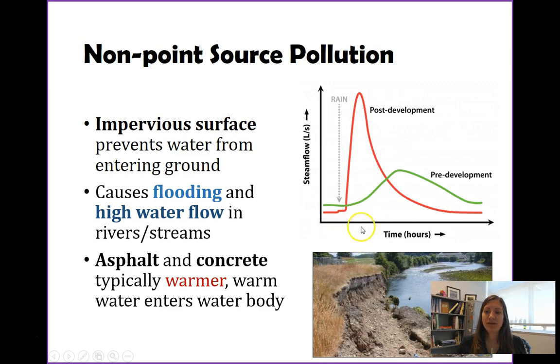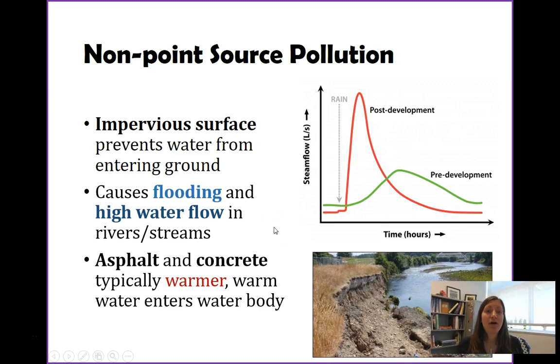This graph is showing time and stream flow. So how fast is the stream going? In green is if there's grass everywhere. And you see the stream gets higher during a rain event. That should make sense, but not too high. But if everything is paved, you have a very, very fast stream flow and a very, very short period of time, which is resulting in a lot of erosion and ecosystem damage.